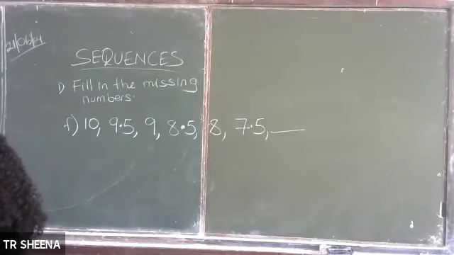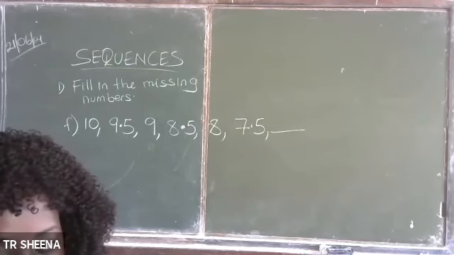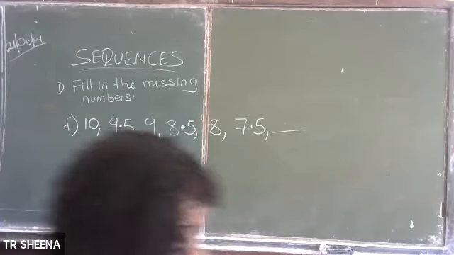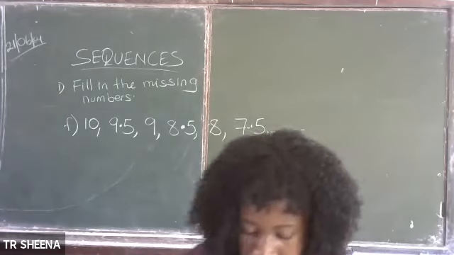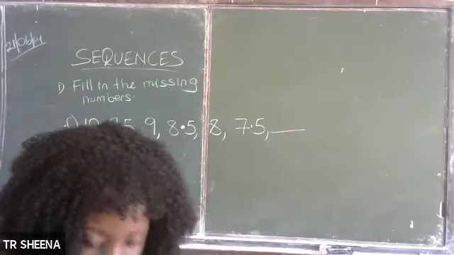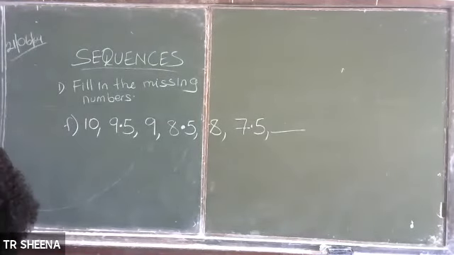I was just wanting to explain how I got 7. Okay, you explain to us. We first get the difference between 10 and 9.5, and the difference is 0.5. Then we keep on subtracting 0.5 from each number, and then we end up with 7. Okay, thank you.